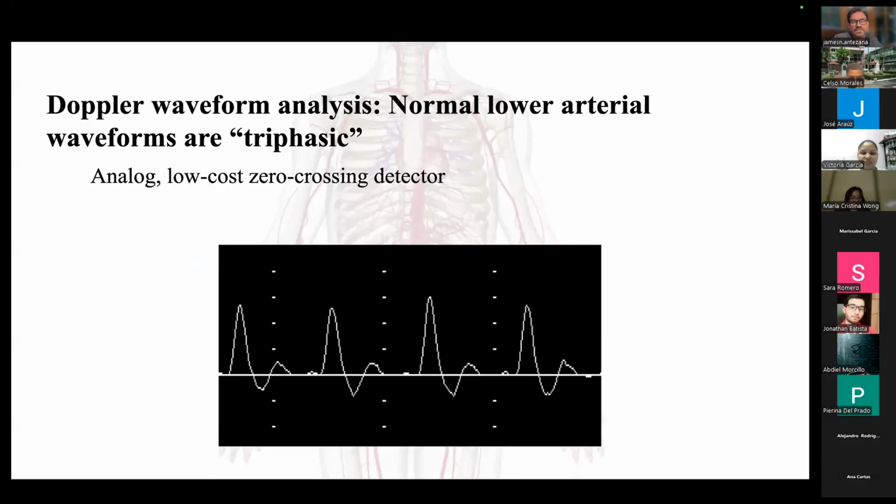Doppler waveform analysis. This is a normal lower extremity arterial waveform. It's triphasic. If you look at the waveform, you get a quick upstroke, and then you get a quick downstroke, and it goes below the threshold, right? Below the isoelectric line, you would say, for example. And this part here is in diastole. There's reversal of flow in diastole before it comes back up. So this is a classic normal triphasic or multiphasic waveform.